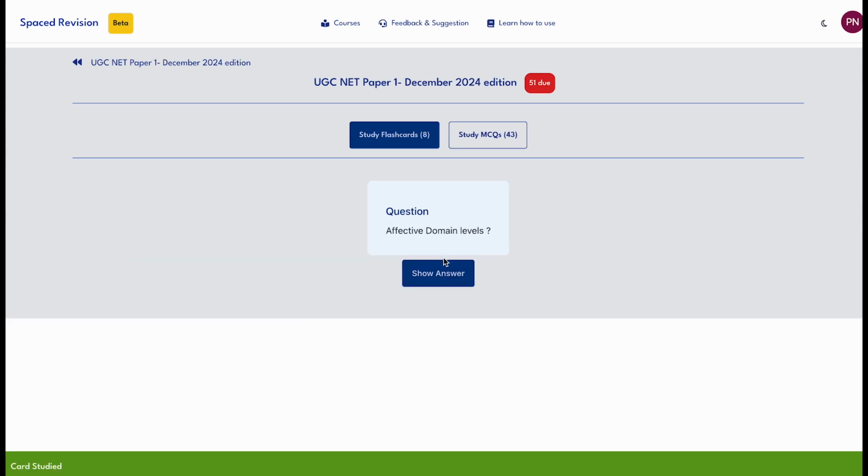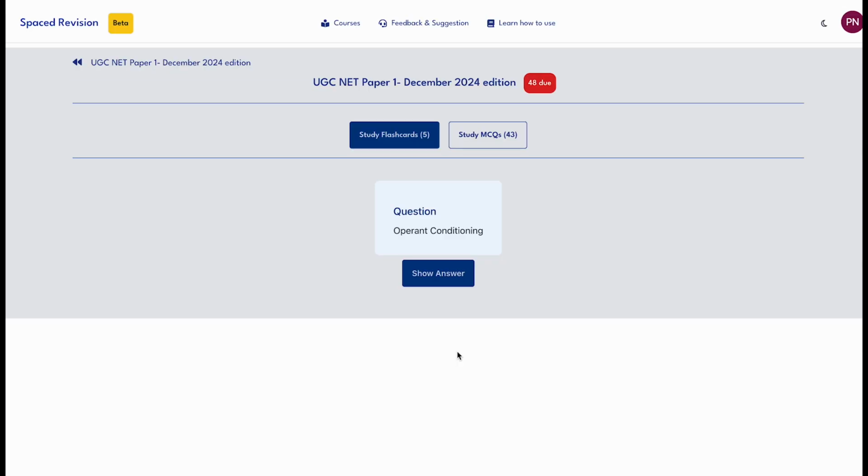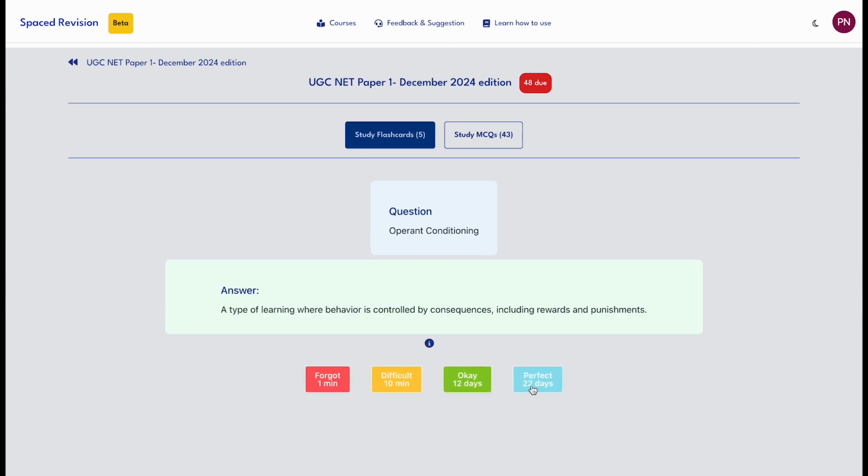What about affective domain levels? Do I know this or have I forgotten it? Let's say I forgot it. Then I can revise again immediately. Next, what is operant conditioning? It is positive and negative reinforcements and punishments. Again, I know this by heart. So let's do it here, and I need to revise this only after 22 days. This is how my revision is already taken care of, and I don't need to spend a lot of time figuring out what I have to revise and what I don't. So in a month, I hope teaching aptitude is now in your long-term memory.